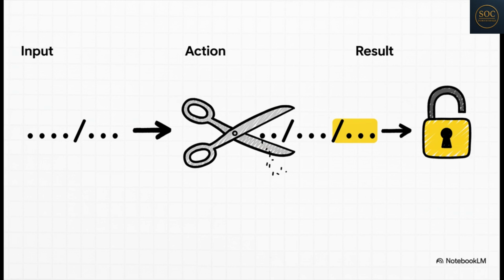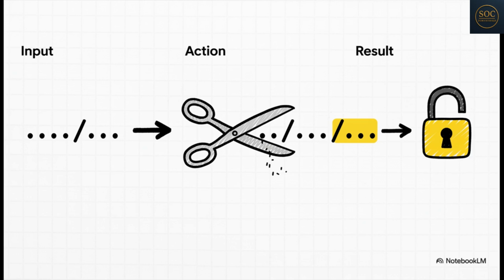An attacker could send a clever little string like this one, ....// A simple security filter might see the ../ in the middle and remove it, thinking, okay, job done. But look what's left behind. The remaining characters just collapse to form a new ../ The filter is completely bypassed and the attacker is in.